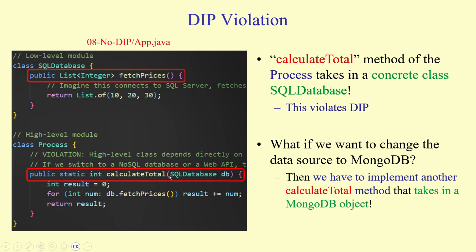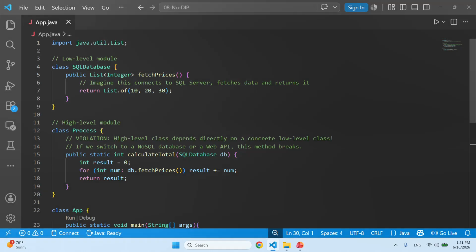What if you would like to change the data source from a SQL database to a MongoDB database or a web API provider? In that case, we have to implement a new calculate total that takes a MongoDB or a web API provider. So bottom line is for every data source, you now have to implement a separate calculate total method that takes in that specific implementation of the data source, which is cumbersome. Let's look at the actual code.